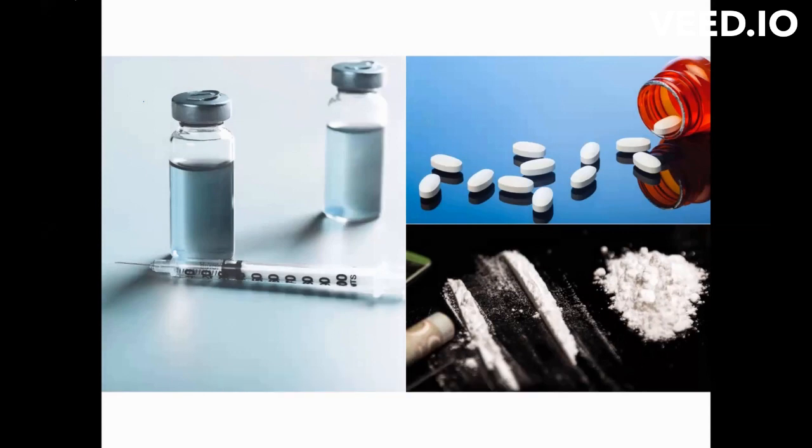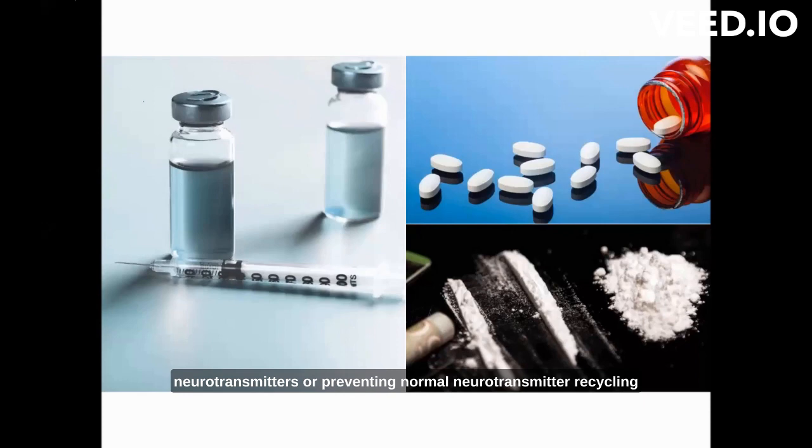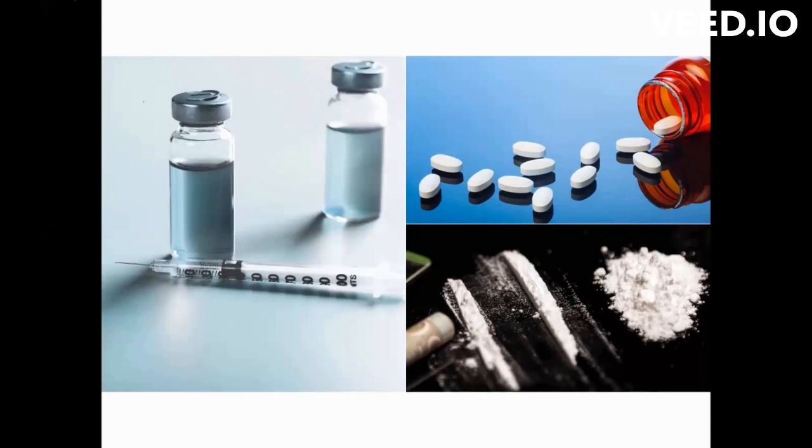Other drugs, such as cocaine and amphetamines, disturb neuron communication by either releasing abnormally large amounts of natural neurotransmitters or preventing normal neurotransmitter recycling by interfering with the transporters. The actions of these drugs, called antagonists, distort or amplify the normal communication between neurons. Let's see this in action.